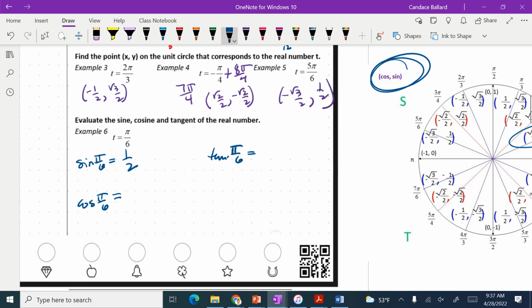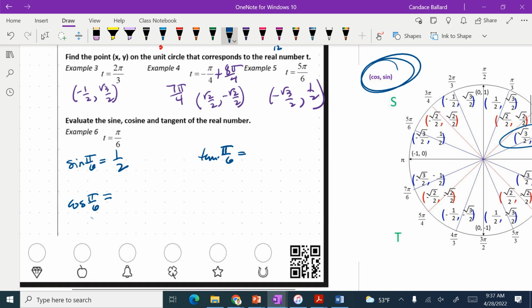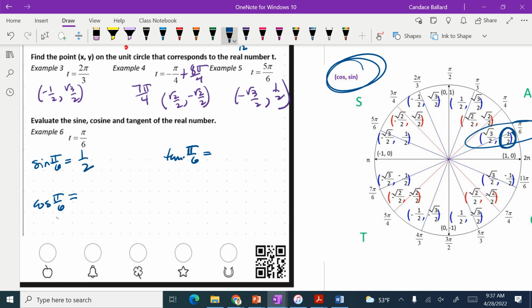Okay? All right. Cosine. Is cosine the x coordinate or the y coordinate, everybody? I want to hear everybody. Cosine, the x coordinate or the y coordinate? The y coordinate. X coordinate. All right, there we go. I think we got it. Okay, let's try it one more time.